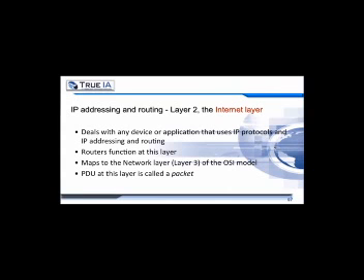Next, we have layer 2. This is the internet layer. It deals with any device or application that uses IP protocols and IP addressing, as well as routing. Routers function in this layer of this model. This maps directly to layer 3 of the OSI model. Now, the PDUs at this layer are called packets.